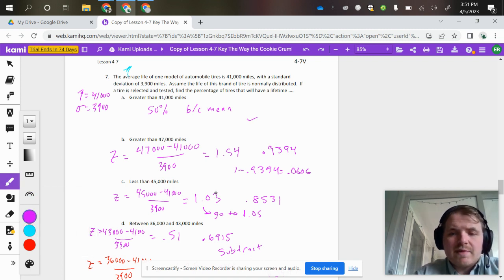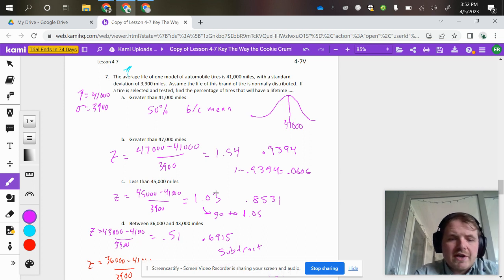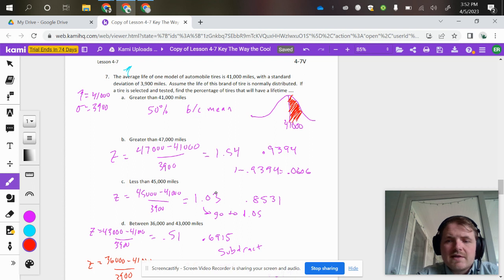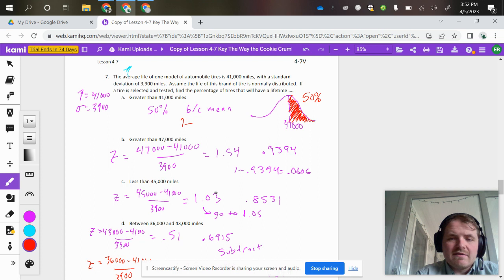So if I drew a bell curve for this first one, and I put the mean of 41,000 perfectly in the middle. We're curious, what's the percentage of tires that make it greater than 41,000 miles? Well, that would be everything to the right of the middle, which again, we learned last week is 50%. Okay, it breaks it down perfectly in half. So if we're looking at greater than 41,000 miles, you could have thought about it as 1 minus 0.5 to be 0.5, or you could have just seen that the right side is 50%.